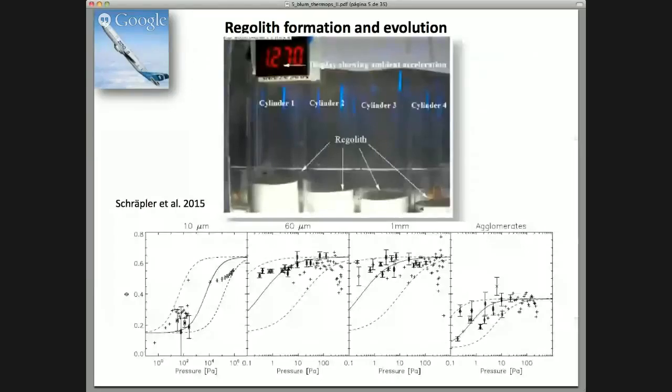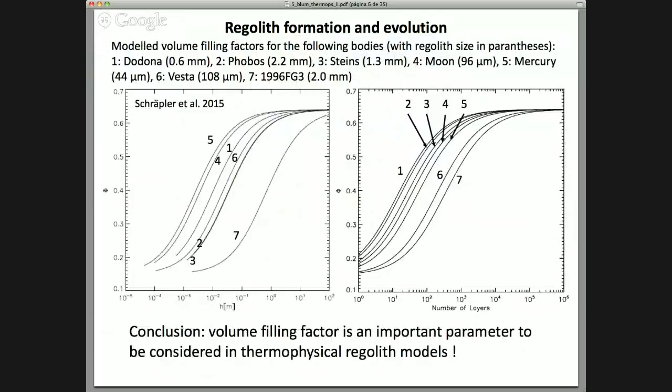You see the fit is not excellent, but we somehow find envelopes, with which we worked in that particular paper. And one of the results of the paper is this plot here on this side. This is the height of the regolith. So a meter is here, a millimeter is here, for a variety of bodies for which we did previous work, and we'll be talking about that in just a minute. We determined the average grain size. So for Dodona, it's 0.6 millimeters, Phobos 2 millimeters, Steins, the Moon, 100 microns or so, Mercury, Vesta, and FG3.